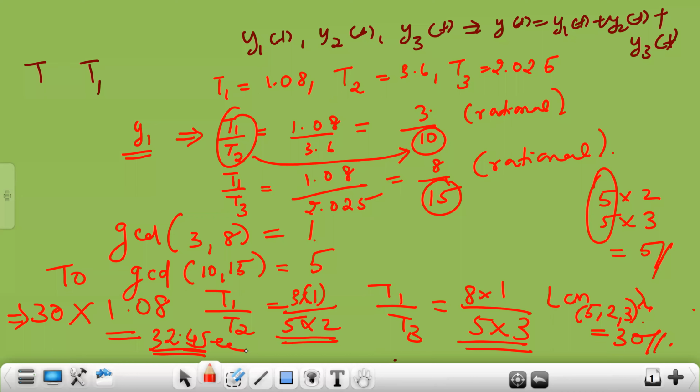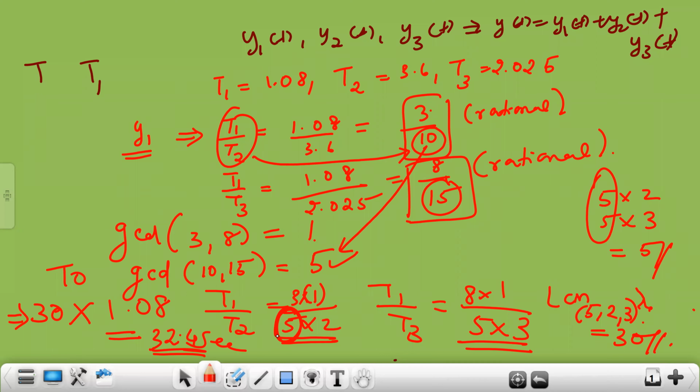After finding the GCD of the denominator, you have the GCD as 5. So we have to rearrange the original fractions in some other way. What were the original fractions? You have 3 by 10 and 8 by 15. For 3 by 10, you can write it in terms of the GCD, because the denominators' GCD is 5. So we can replace 10 as 5 into 2. The 5 should be there, the GCD should be there.